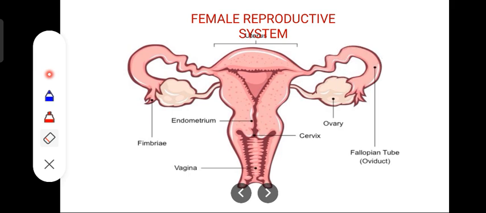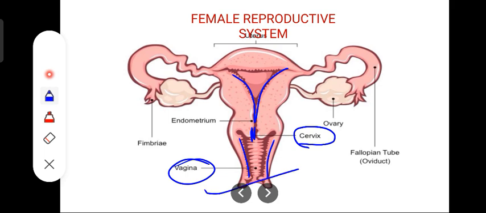Here you can see this portion is uterus. Then you can see a narrow canal is present. This is cervix. Then the cervix opens into a bit wider duct that is called vagina. So the cervix and vagina together constitute the birth canal. Because after the embryo is fully developed into fetus, the fetus or the fully grown baby is delivered through this canal. So it is called birth canal.